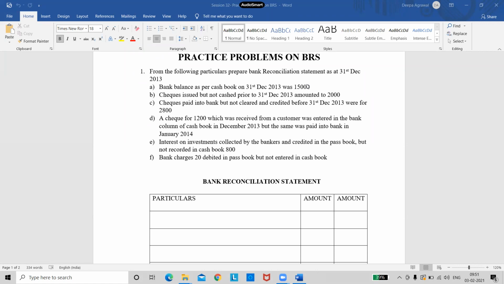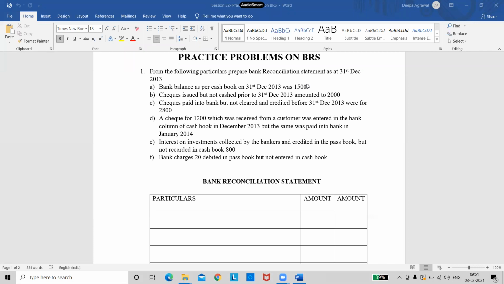So will passbook balance increase or decrease with this transaction? Increase, ma'am. It will increase because it is interest on investments and it is credited. Credit in passbook is receipts. Good. Now see the last one. Bank charges 20 rupees debited in passbook but not entered in cash book. So which book has recorded?